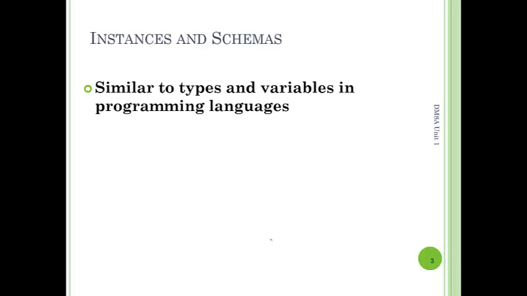Now instances and schema are similar to types and variables in a programming language. It has given the analogy of a program written in a programming language. The analogy is something like this: a program written in a programming language.